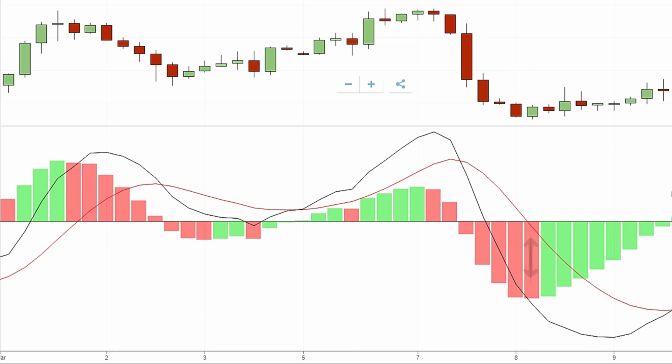In the description you will find a much more advanced video on the MACD and how to use divergence at a more advanced trading level to identify when the trend is running out of steam. But for the moment, stick to the basics.